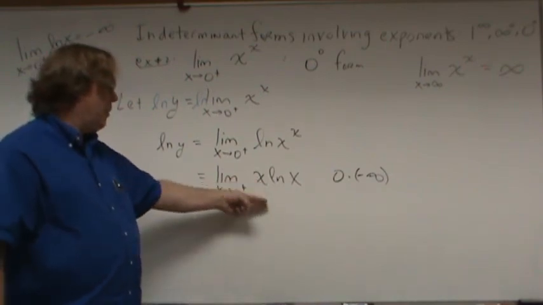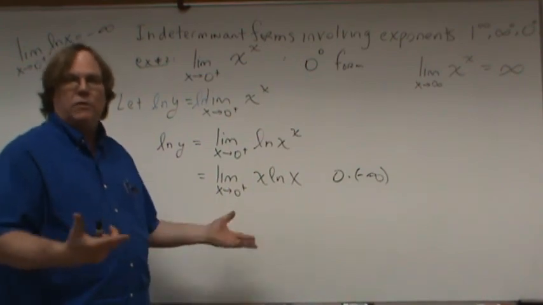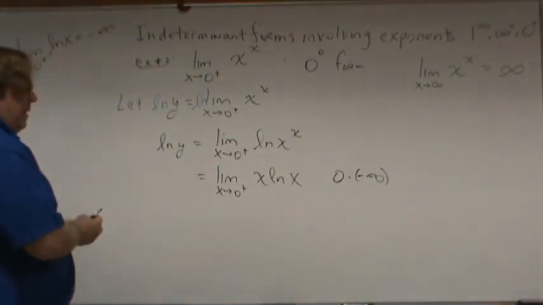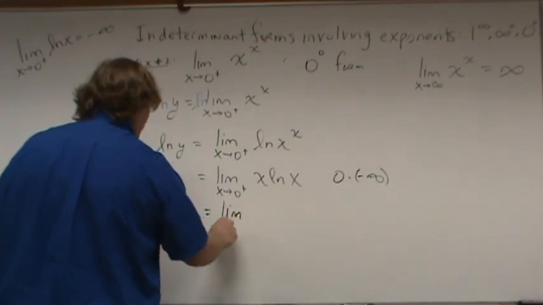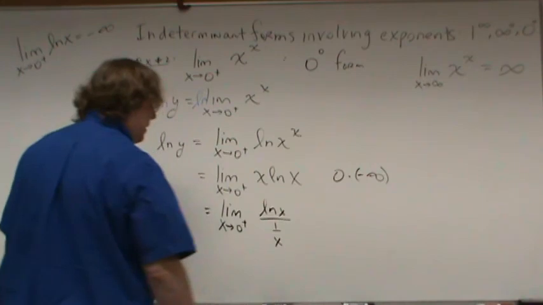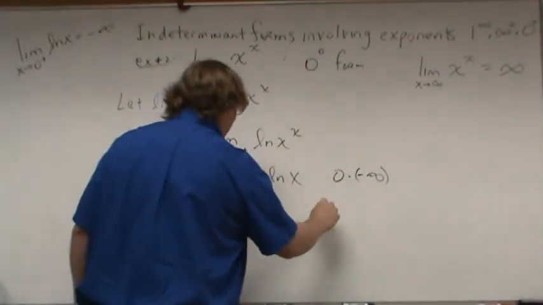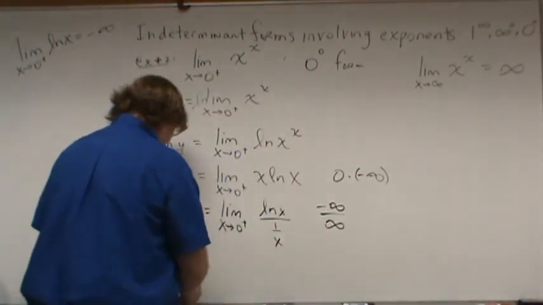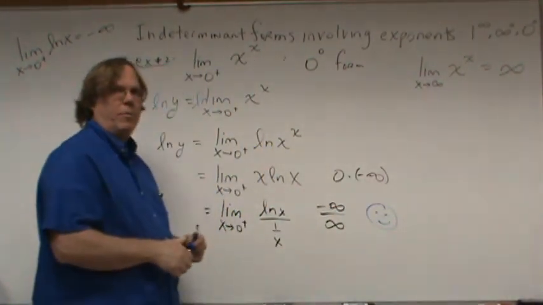I think it's easier to put 1 over x in the denominator than to have 1 over the log natural of x, because you're going to have to take the derivative of it eventually to use L'Hopital's rule. And I just don't like taking the derivative of 1 over the log natural of x. So I'm going to put the x in the denominator. So I get log natural of x over 1 over x. And now, as I approach 0 from the positive direction, the numerator is negative infinity and the denominator is infinity. I get to do L'Hopital's rule.